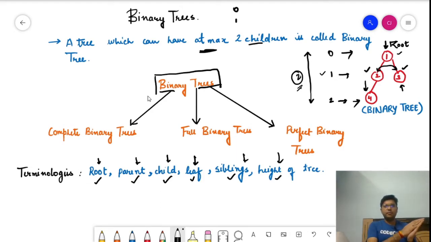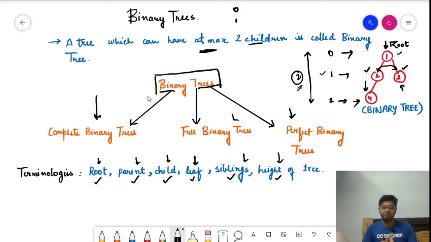So majorly we divide these into three categories: complete binary tree, full binary tree and perfect binary tree. Prominently we use complete binary trees, but we should also have knowledge of full binary trees and perfect binary trees. So let's discuss step by step what these are and some of the technical things about these binary trees.